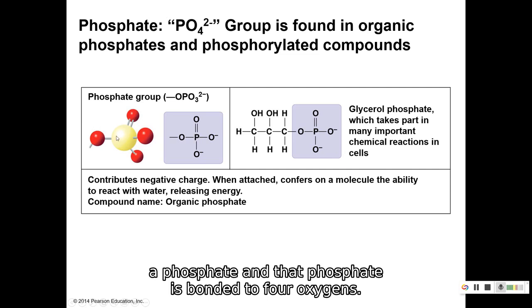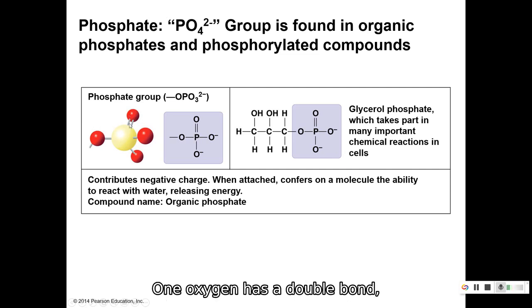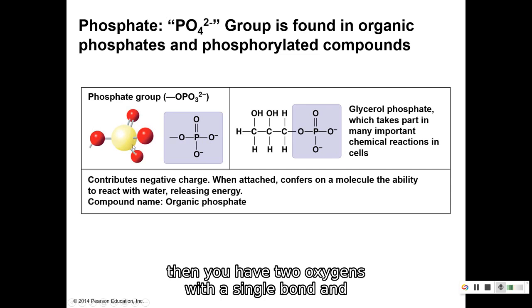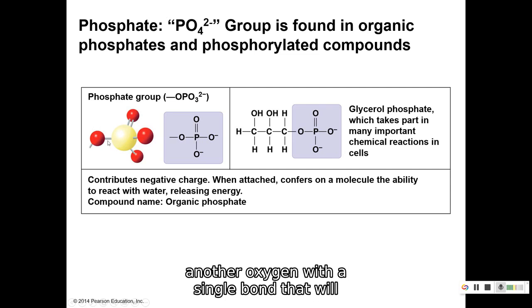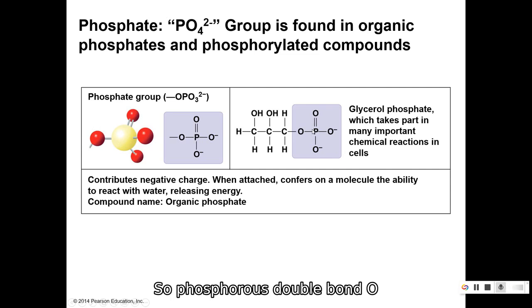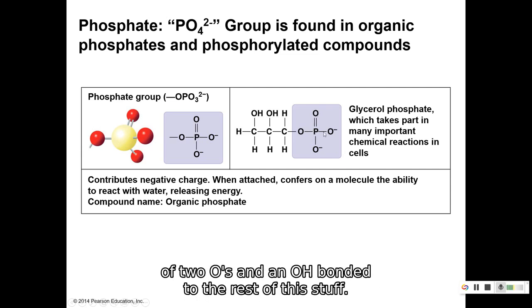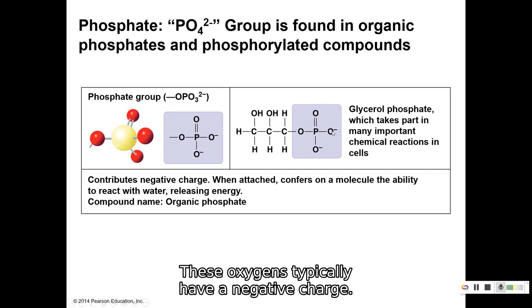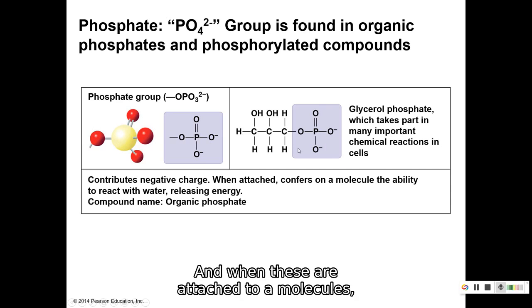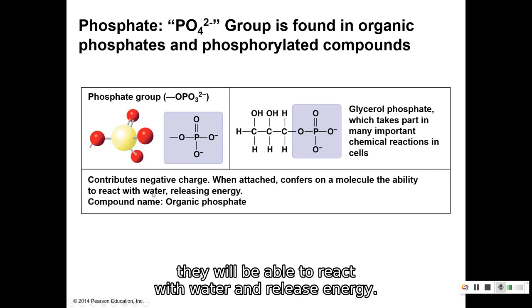Phosphate groups have a phosphate, and that phosphate is bonded to 4 oxygens. 1 oxygen has a double bond, then you have 2 oxygens with a single bond, and another oxygen with a single bond that will go on and bond to the rest of the molecule. So phosphorus, double bond O, 2 O's, and then an O bonded to the rest of the molecule. These oxygens typically have a negative charge, and when these are attached to molecules, they will be able to react with water and release energy.